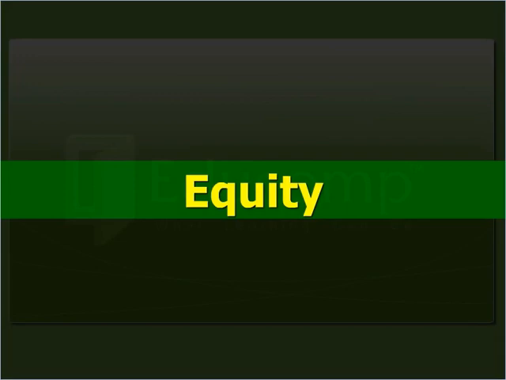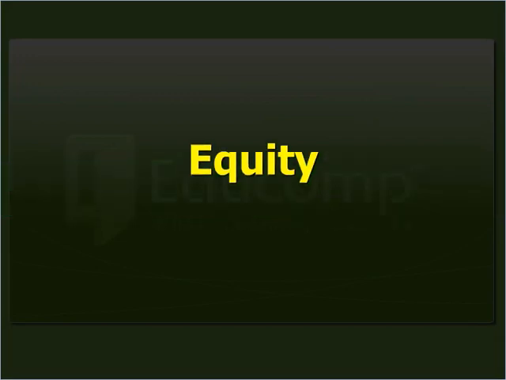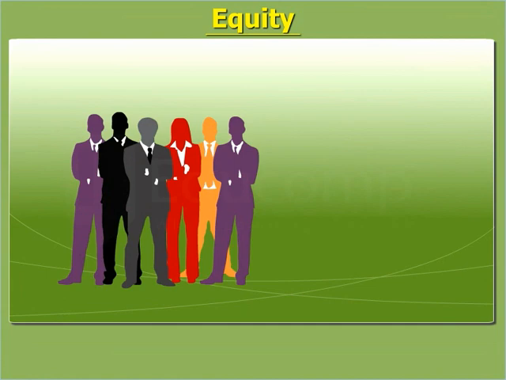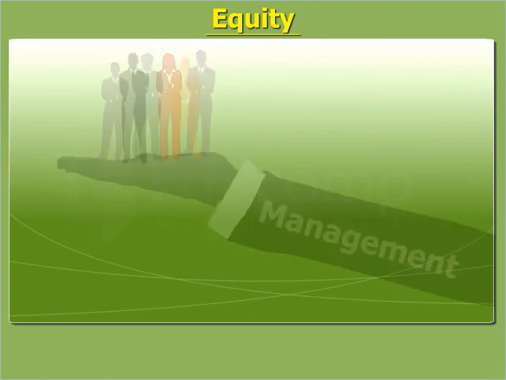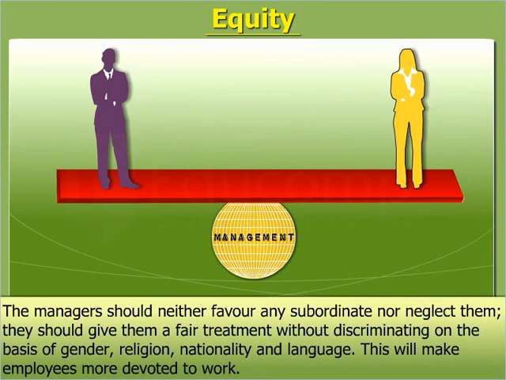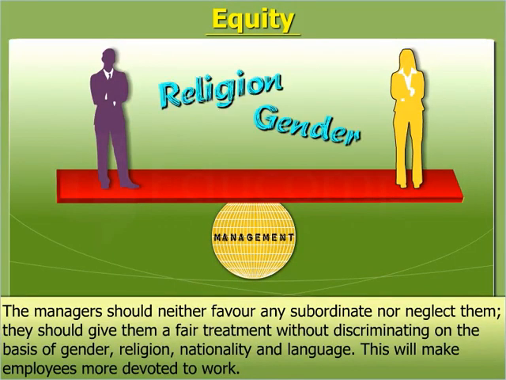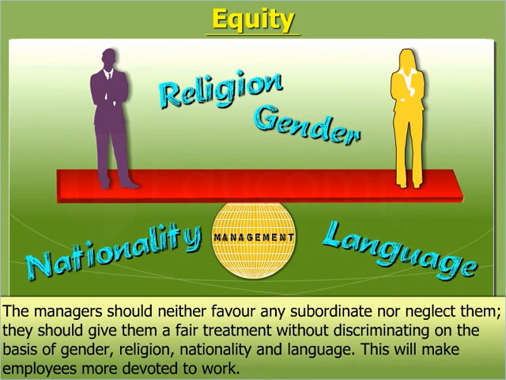Fayol's 11th principle of management is equity. According to this principle, everyone in an organization should be equal in the eyes of management. The managers should neither favor any subordinate nor neglect them. They should give them a fair treatment without discriminating on the basis of gender, religion, nationality and language. This will make employees more devoted to work.